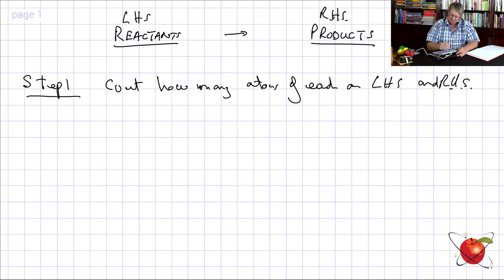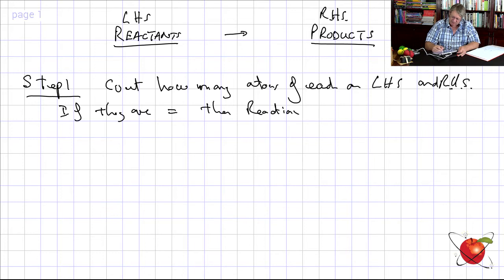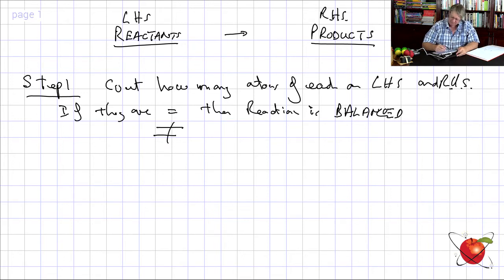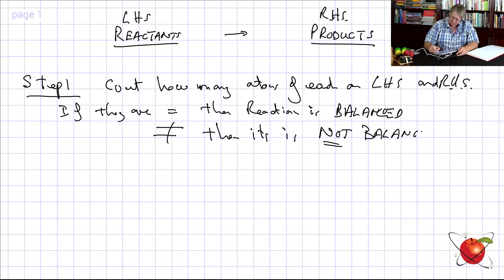That tells us that if they are equal, then the reaction is balanced. If the number of atoms of everything on the left equals the number of atoms of everything on the right, it's balanced. You don't have to do anything. If they are not equal, then it is not balanced. So step 1, we count the atoms on the left and the atoms on the right.